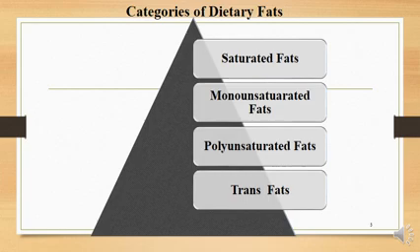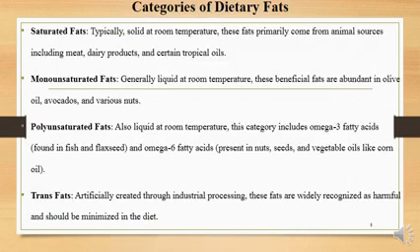Categories of dietary fat: we have saturated fat, monounsaturated fat, polyunsaturated fat, and trans fat. Saturated fat is typically solid at room temperature. This fat primarily comes from animal sources, including meat, dairy products, and certain tropical oils.